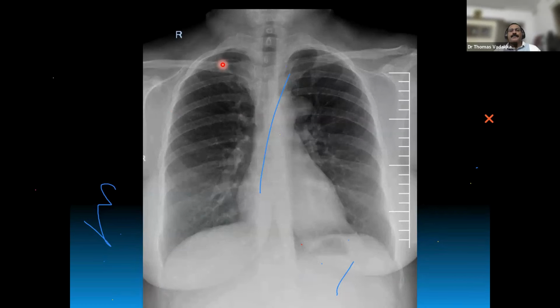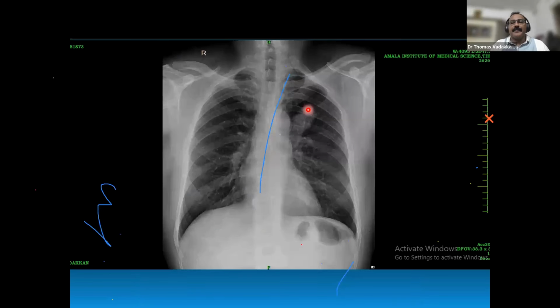Any positive findings? Do you think this area is normal? There is some lesion on the right para-aortic area, which was actually a calcified lymph node in the CT scan.